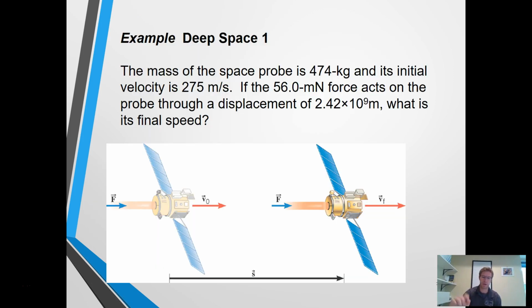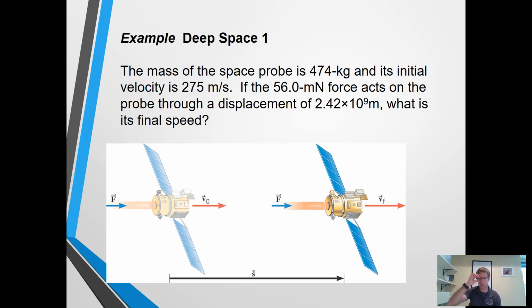So let's look at a quick and simple example. Let's say that we have this space probe. It's experiencing some force, a thrust force, and it's not very big. It's trying to conserve fuel, so it's going to have a force of 56 millinewtons. That's it. And the probe has a mass of 474 kilograms. So it's a pretty big deal, right? If it's at some velocity of 275 meters per second, and while you're applying the thrust, it covers a very large distance of 2.42 times 10 to the 9th power meters, how fast is it going at the end?